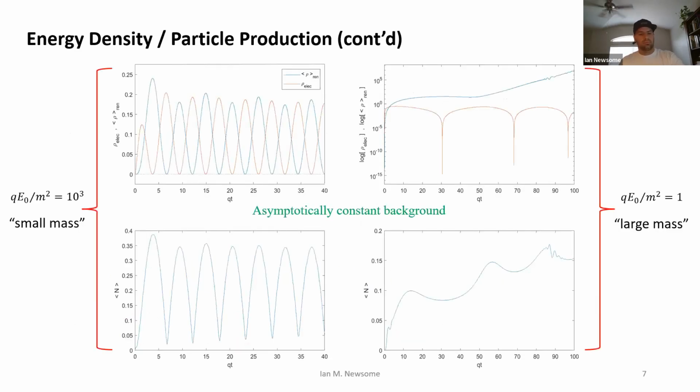Okay, so the top row is plotting the energy density associated with the classical electric field in red and the spin 1/2 field in blue for the asymptotically constant background field case. The bottom row is plotting the time-dependent spin 1/2 particle number. The left plots are associated with the case of an electric field which is much larger than the mass of the spin 1/2 particles, and the right plots are associated with the case of an electric field which is of the same order as the mass of the spin 1/2 particles.